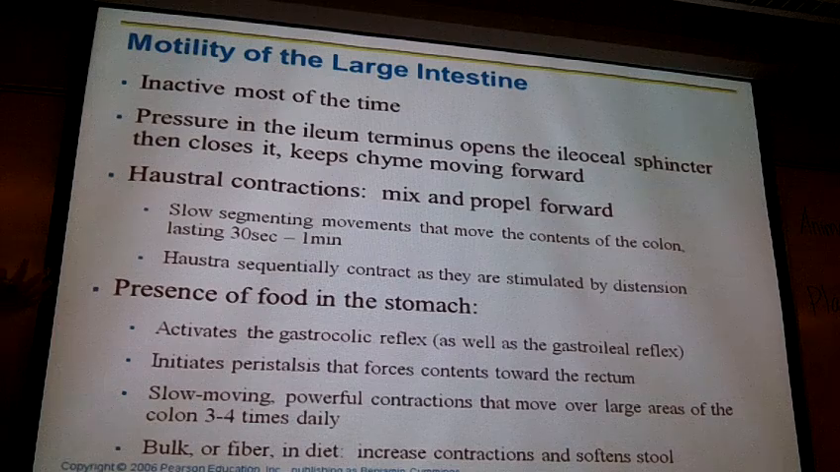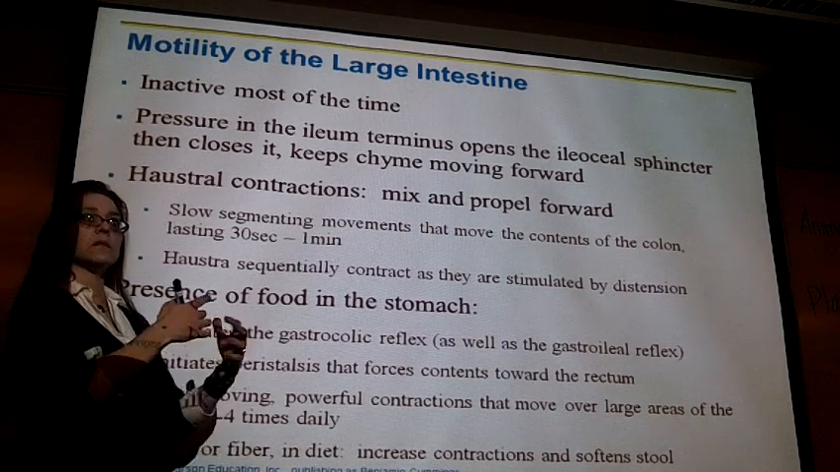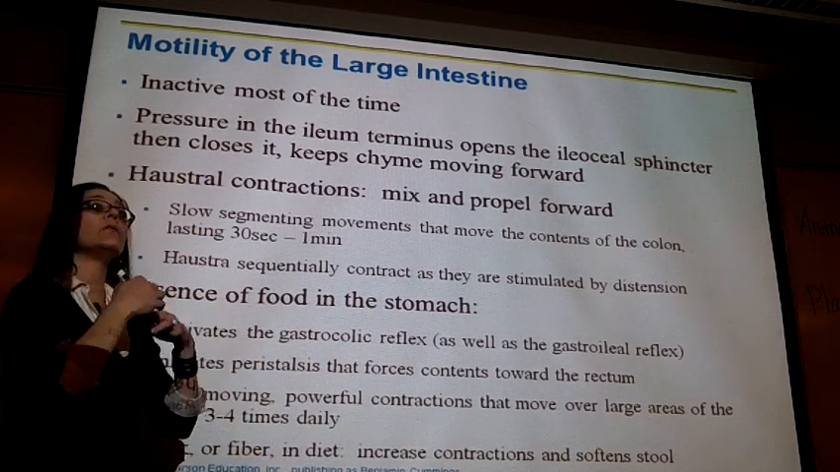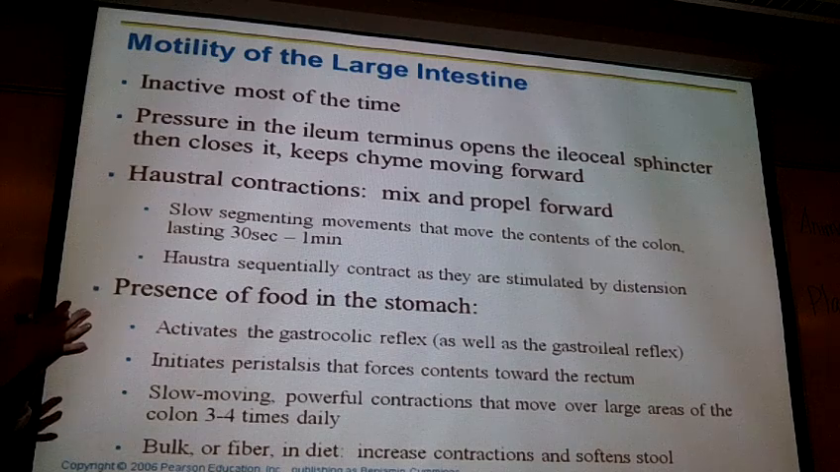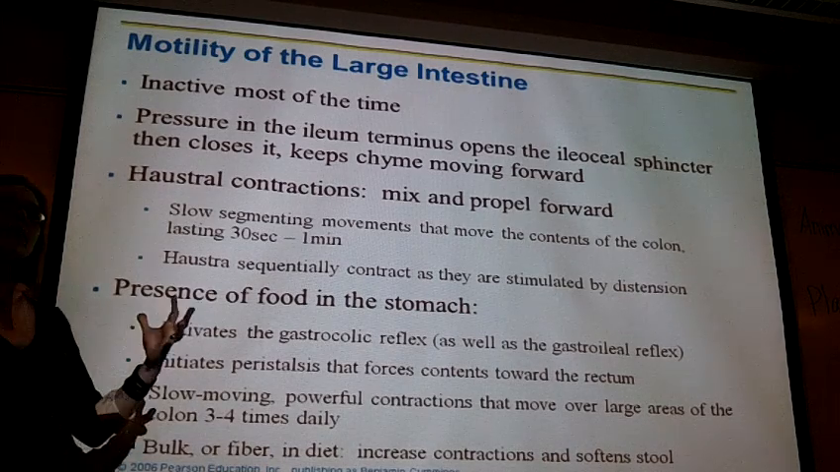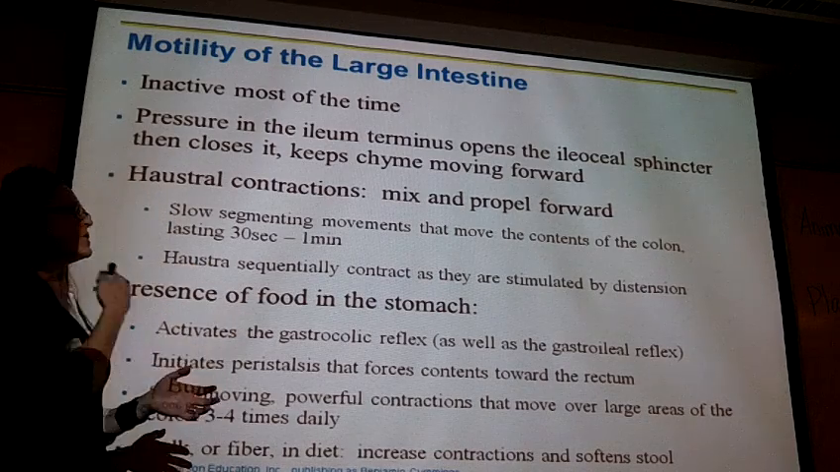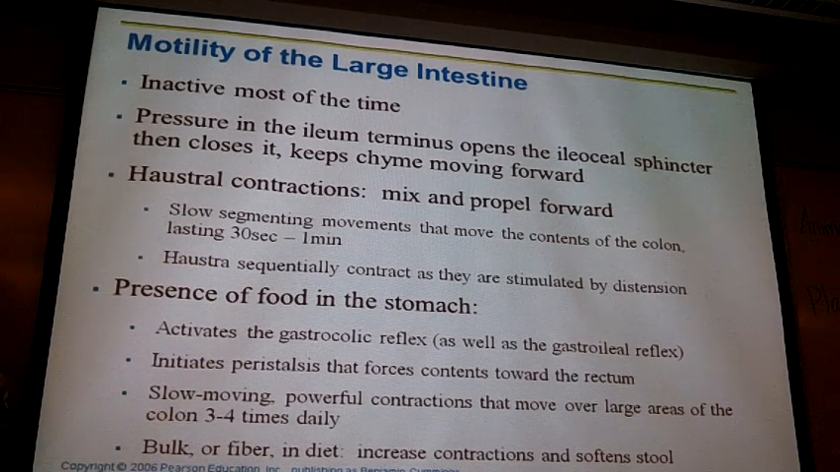Have material in the small intestine. That will trigger a reflex that causes the large intestine to become more active. Have material in the large intestine. That will cause distension, and that will cause the smooth muscles to start to contract. So you've got several different reflexes.